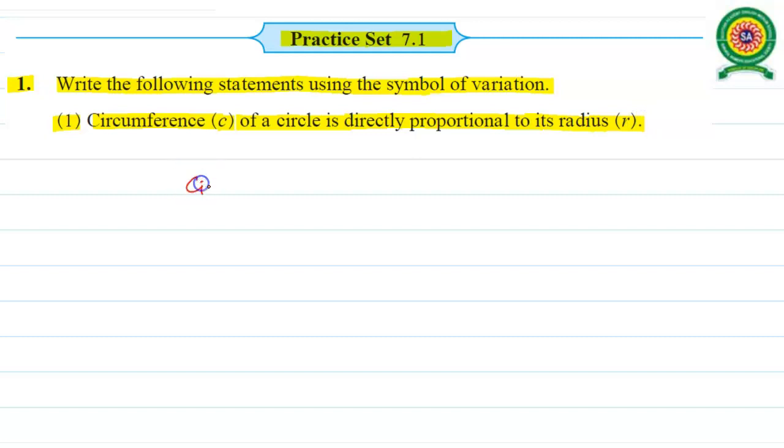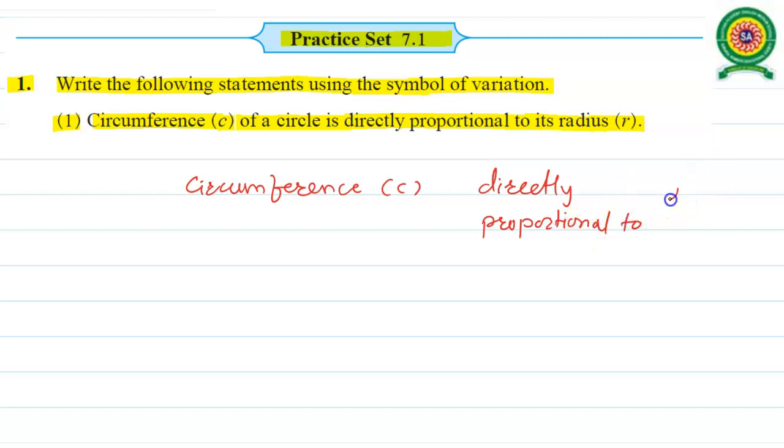Now we have given the circumference of a circle, that is C, is directly proportional to radius of a circle, that is R. So symbolically we can write it as C is directly proportional to R. Here this alpha like symbol implies the direct proportion.